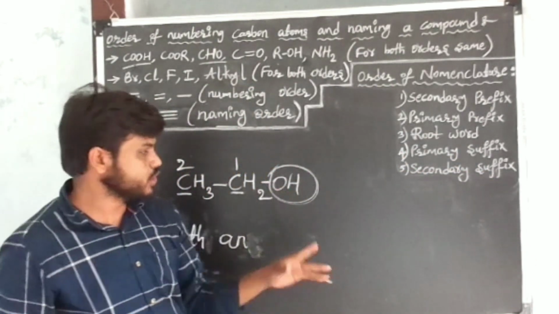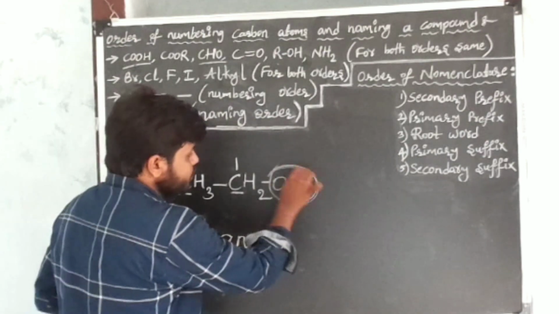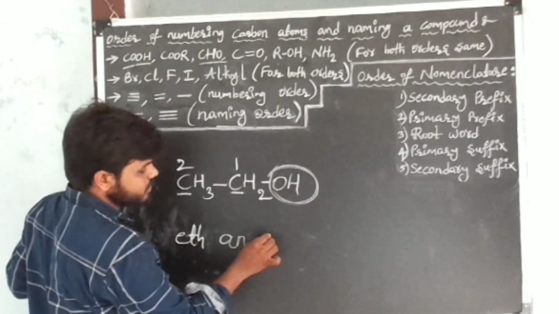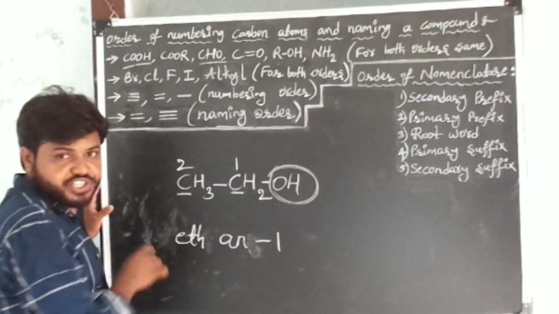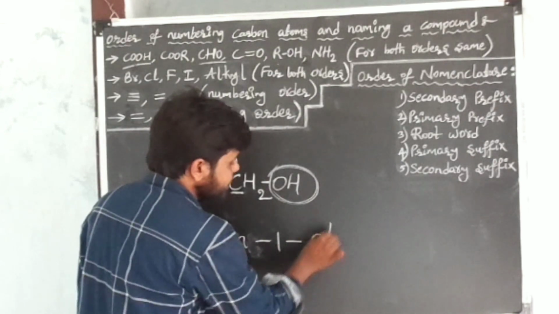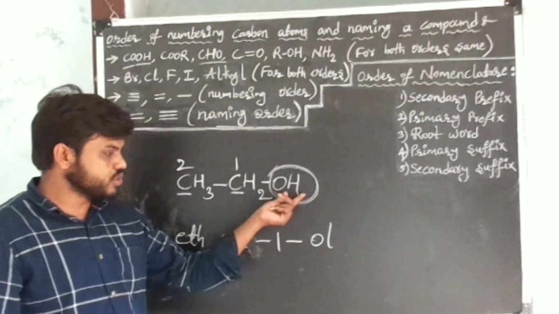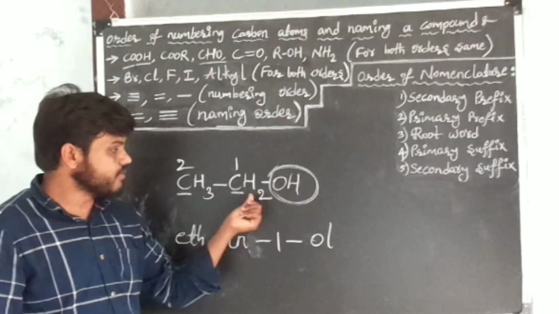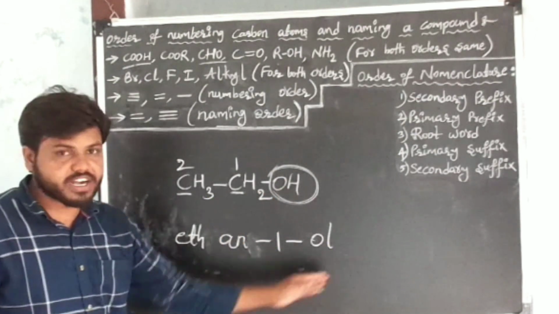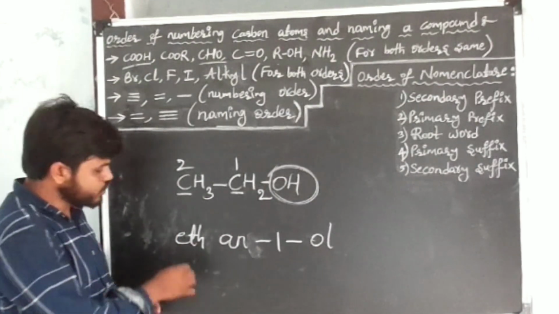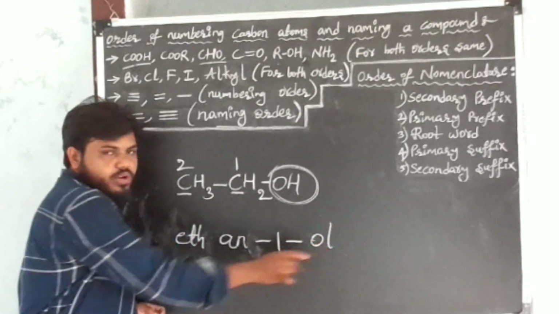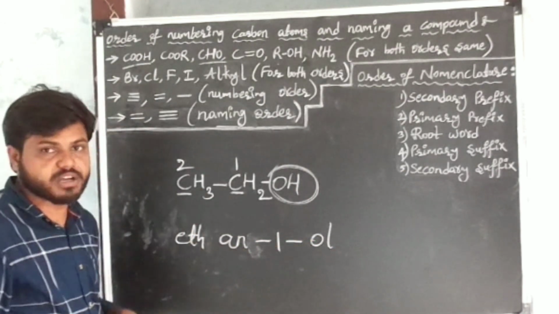Secondary suffixes are functional groups. One functional group is there, that is alcohol. Write the position of the alcohol. The position of the alcohol is 1. After writing the position, write the suffix of alcohol. Suffix of alcohol is ol. Now this is our required IUPAC name of the given carbon compound, that is ethan-1-ol. Ethan-1-ol is the IUPAC name of the given carbon compound.